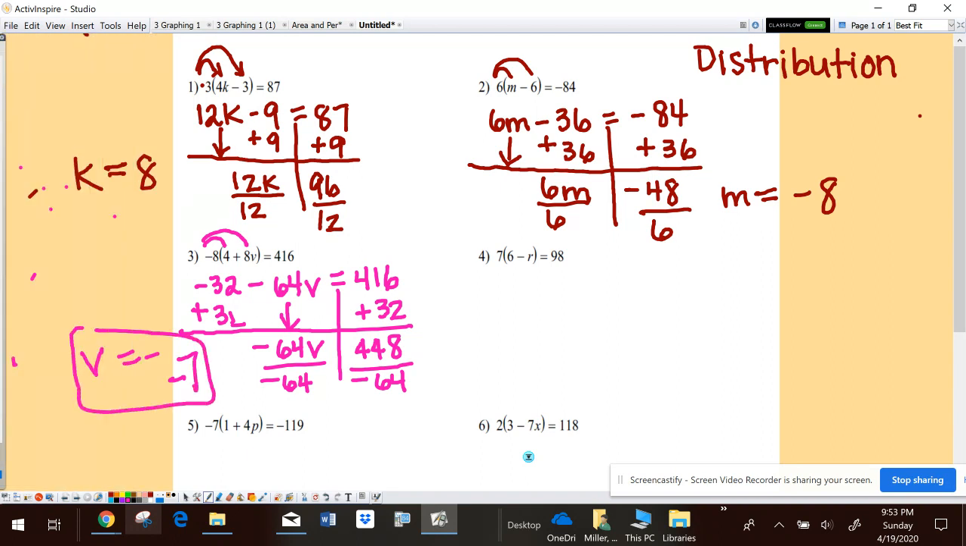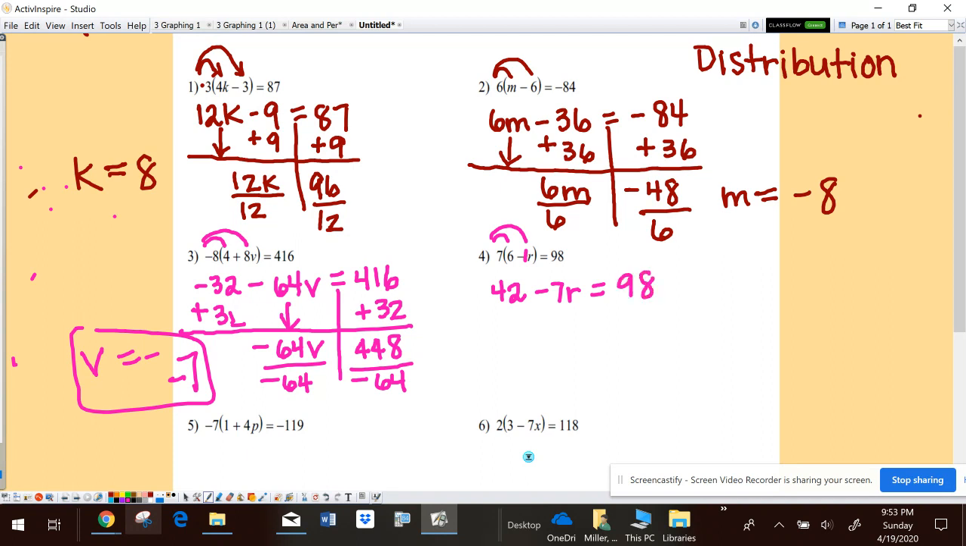All right, let's take a look at the next one. First, I need to multiply 7 times 6. And then I need to multiply 7 times the negative r. What number is in front of my r that I cannot see? That's right, there's a 1 there. So 7 times negative 1 is negative 7r equals 98.